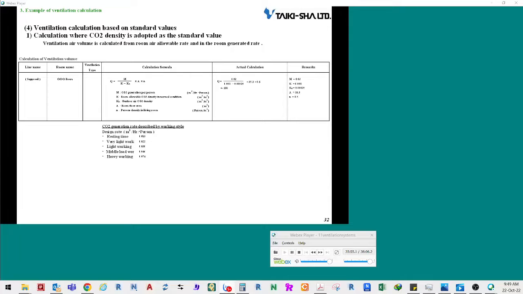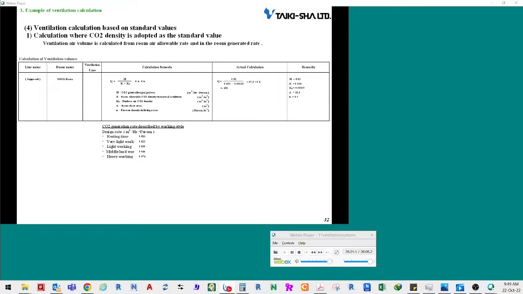Four. Ventilation calculation based on standard values. Calculation where CO2 density is adopted as the standard value. Here is an example of the ventilation calculation where CO2 density is adopted as the standard. However, even if you adopt another material as the standard, you should calculate it in the same way.